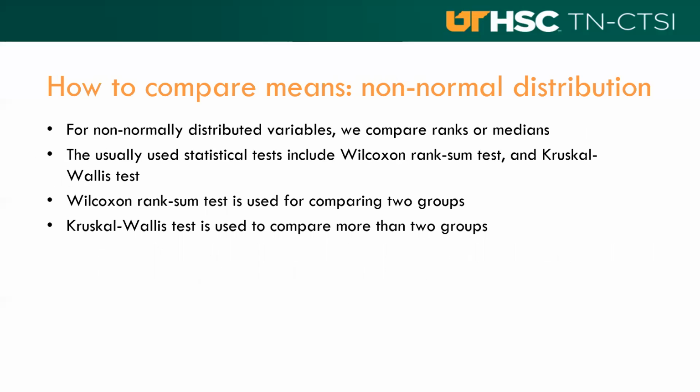While the null hypothesis is there is no difference between any one of the groups. So how to compare means for non-normally distributed data, like ordinal scale data or non-normally distributed continuous data? We compare ranks or medians. So usually used statistical tests include the Wilcoxon rank sum test or Mann-Whitney test or Kruskal-Wallis test. Again, the Wilcoxon rank sum test is used for comparing two groups, and the Kruskal-Wallis test is used for comparing the median of more than two groups or the ranks of more than two groups.